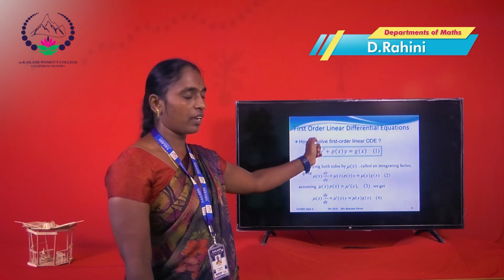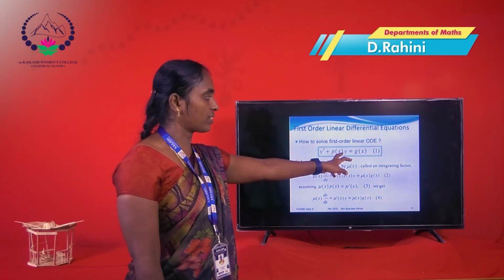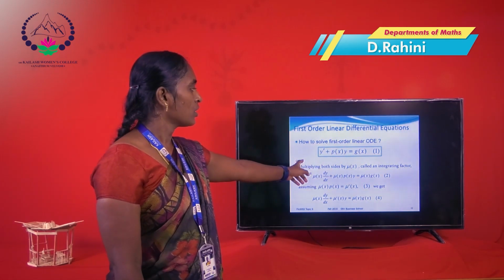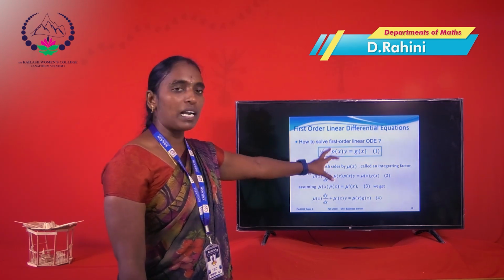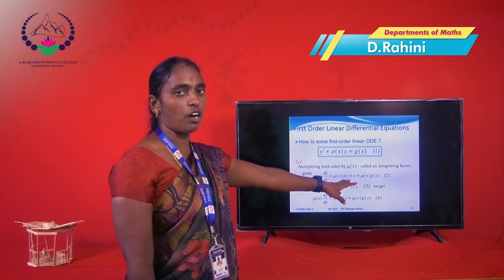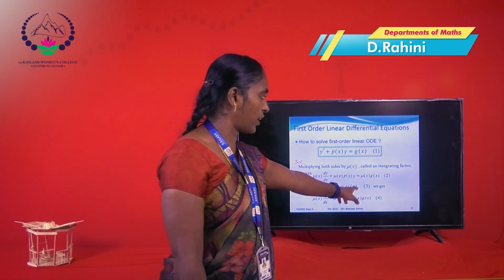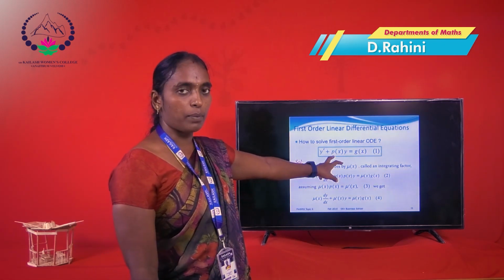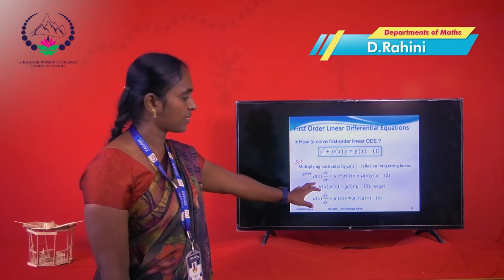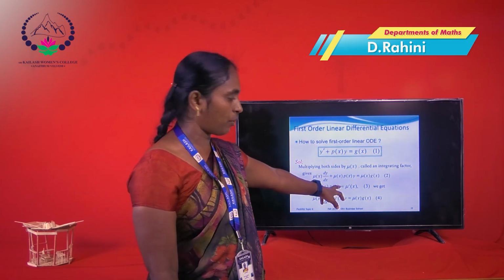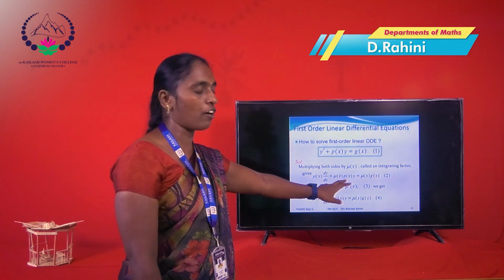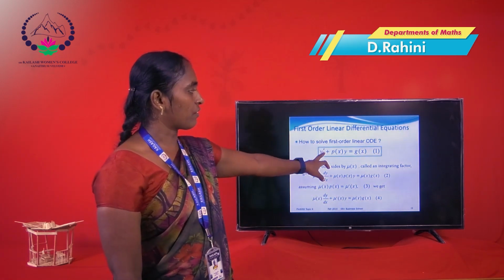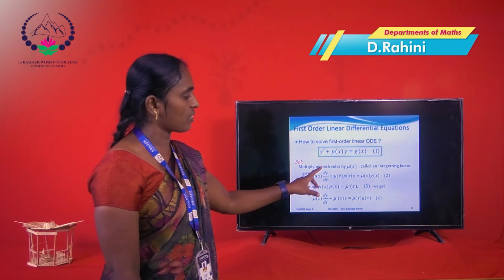Here I will give the equation: y dash plus p of x into y equals g of x. We take this as equation number 1. So the solution is, first we multiply equation number 1 by mu of x, called an integrating factor. Here we replace y dash by dy by dx. So the equation gives mu of x into dy by dx plus mu of x into p of x into y equals mu of x into g of x. Simply we multiply equation number 1 by mu of x. This is equation number 2.